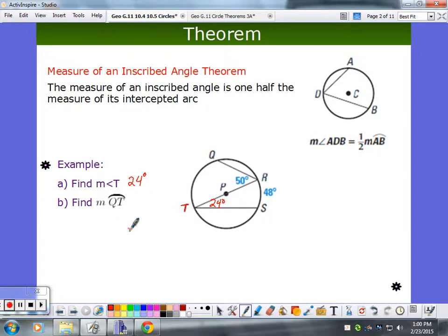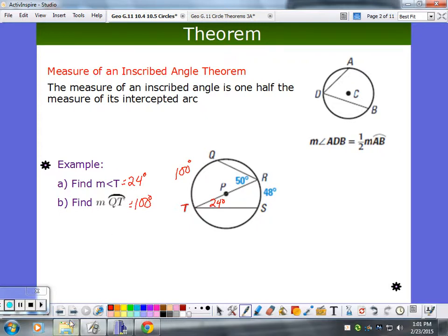Okay, find the measure of arc QT. So I want this arc. Now I'm looking for its intercepted angle. That's this one. So if the inscribed angle is 50, what's the intercepted arc? 100. So see how that works? Any questions? Okay.